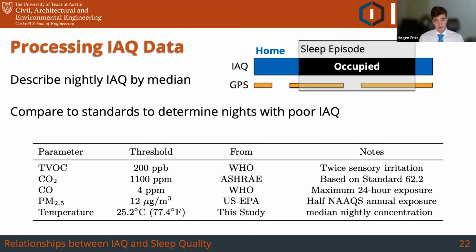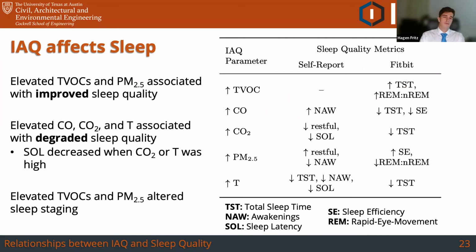And so for each night, I would do that analysis for each parameter across all the participants, and I would determine the distribution of sleep metrics for nights when the indoor air quality was bad, and compare it to the distribution of sleep metrics for nights when that indoor air quality parameter was good. And then I would look if there was any statistical significance between the two means of those distributions, and see in what direction that significance was in. And so that's what that table on the right is showing you.